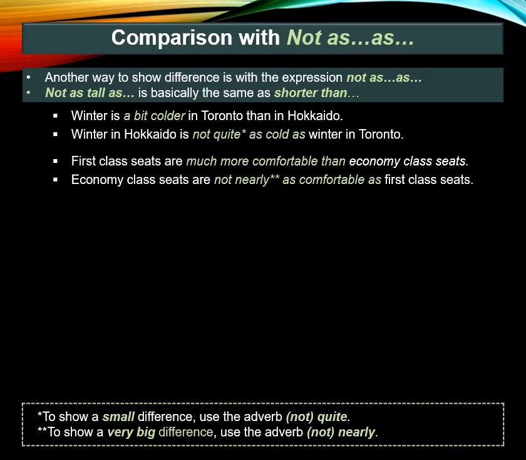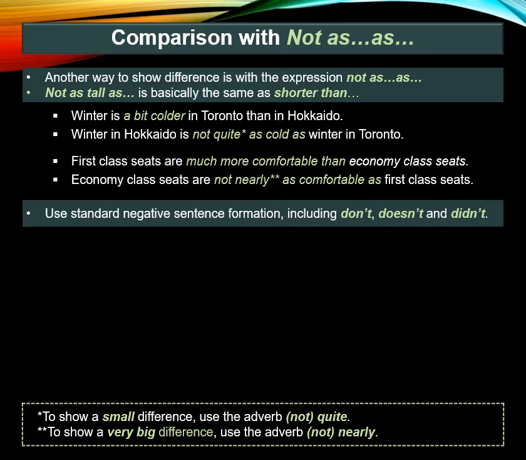Now, to show a small difference, use the adverb not quite. Close, but not quite. To show a very big difference, use the adverb nearly or not nearly. Use standard negative sentence formation, including don't, doesn't, and didn't.